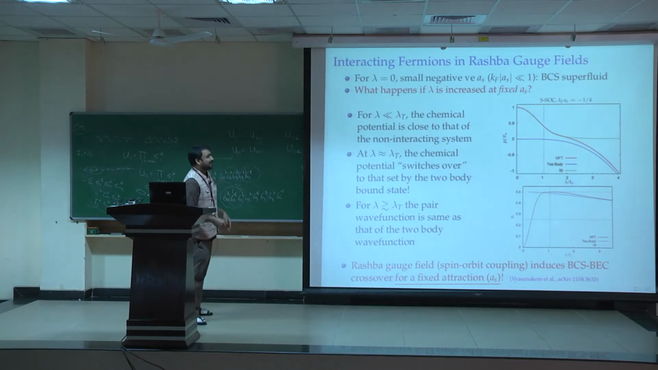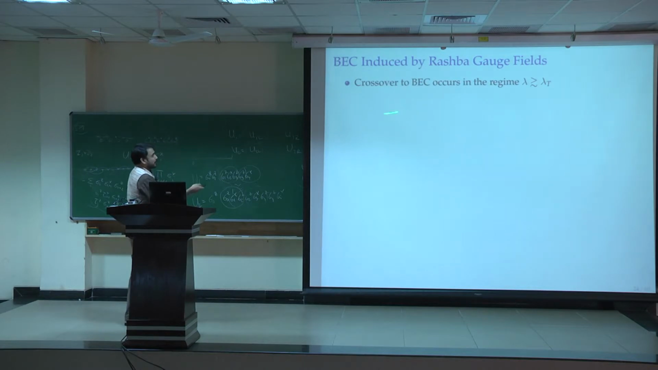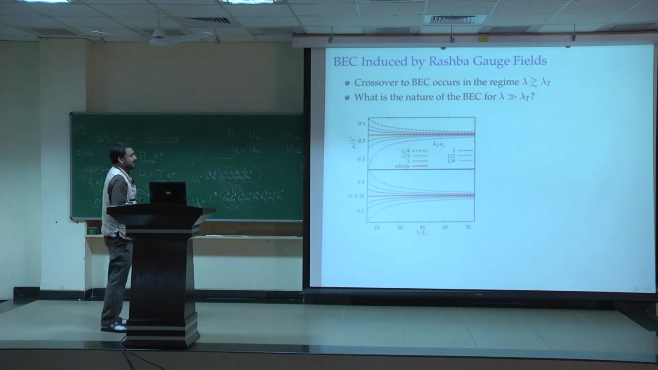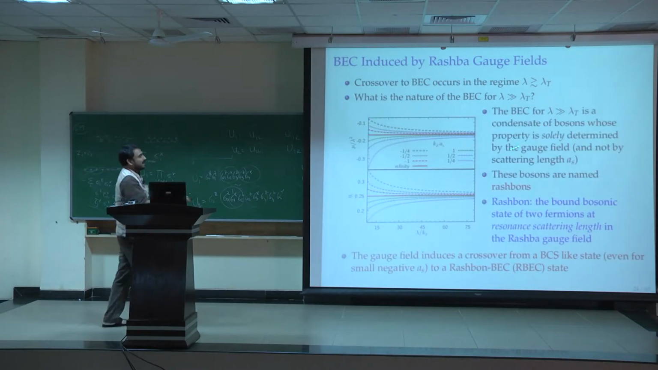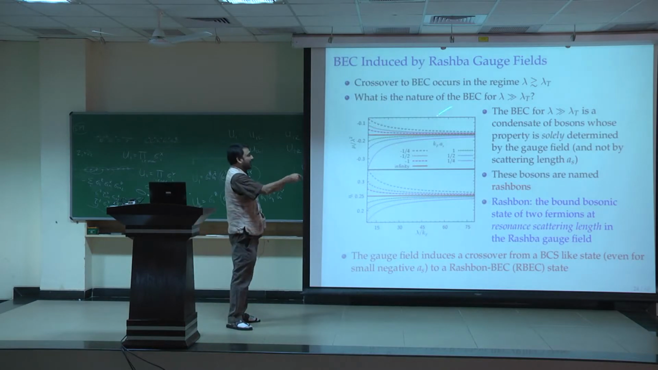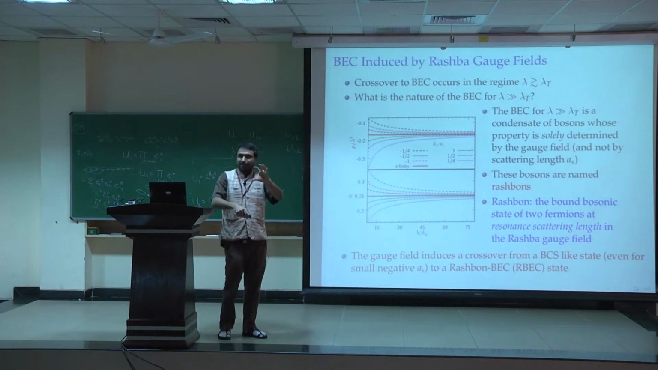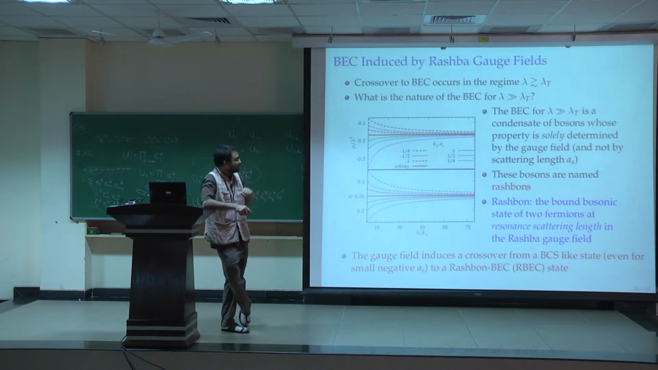So what kind of BEC is this? That's the question. The crossover occurs at lambda of the order of the topology transition lambda_t. And what is the nature of the BEC when lambda is much greater than lambda_t? Now here's the message. For large lambda, the BEC is a condensate of a new kind of boson in the system, which is a bound state of these two fermions. And these bosons are what we call Rashbons.